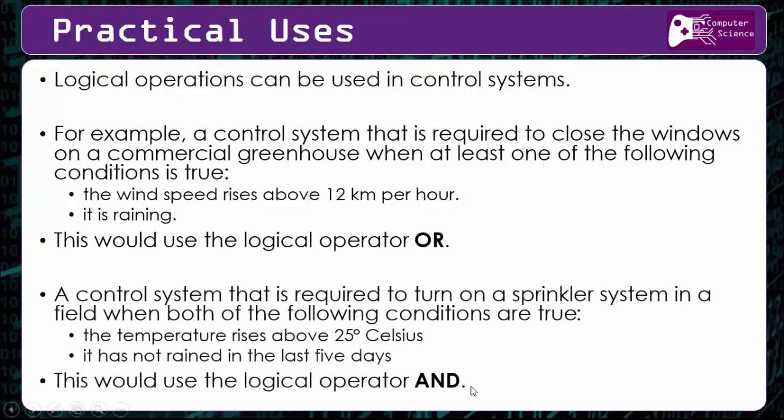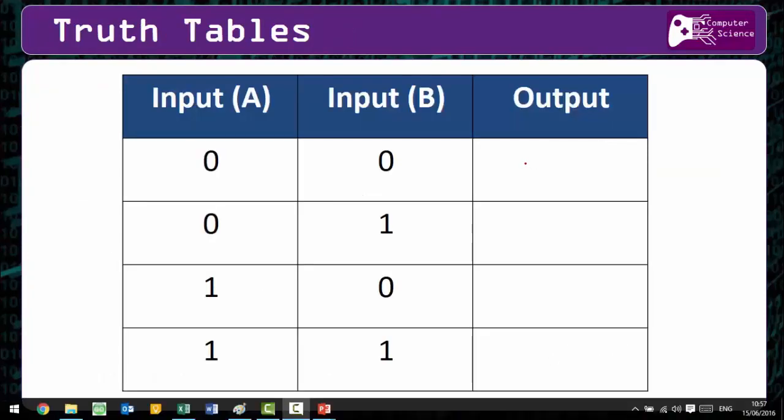So an example for an AND logical operator, it could be that a sprinkler needs to be turned on in a field if the temperature is above 25 degrees and it hasn't rained in the last 5 days. That is an example of an AND because both of them need to be true. Okay, now you know that these aren't completely useless, we'll have a look at a couple more logical operators.